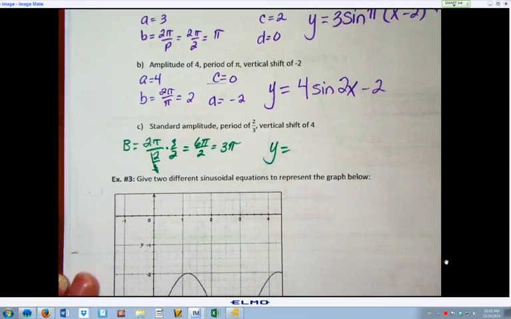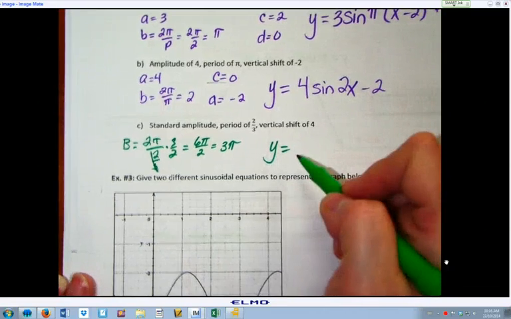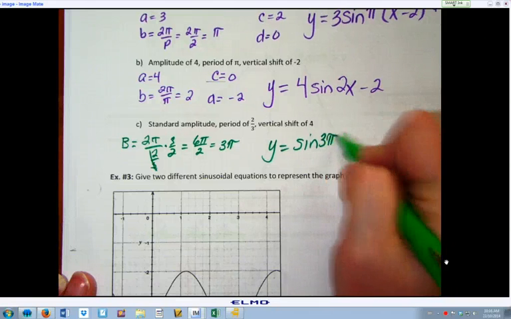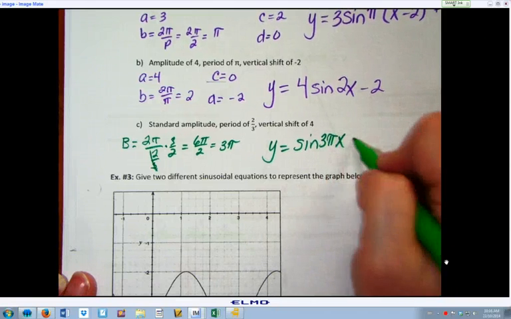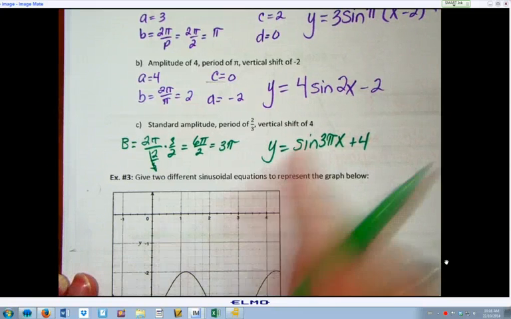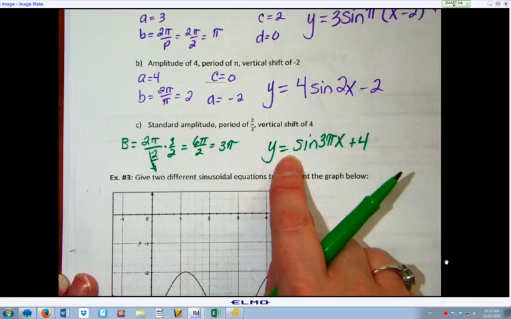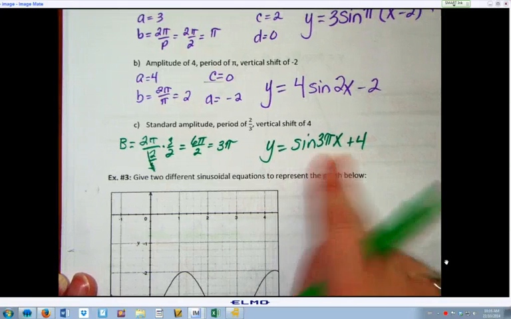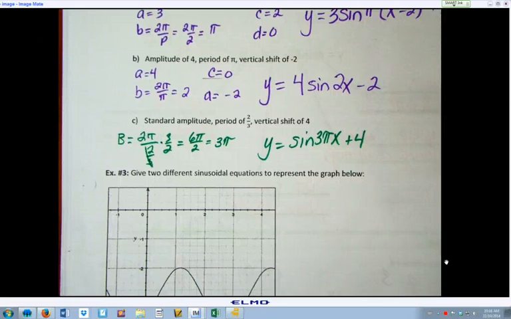Y equals. Why is there no A value? Yeah, there is an A value, it's 1. Is there any C value? So we don't need brackets. There you go. Second thing you need to be able to do is, given the characteristics, give me a sinusoidal equation. So backwards to what the first example was.